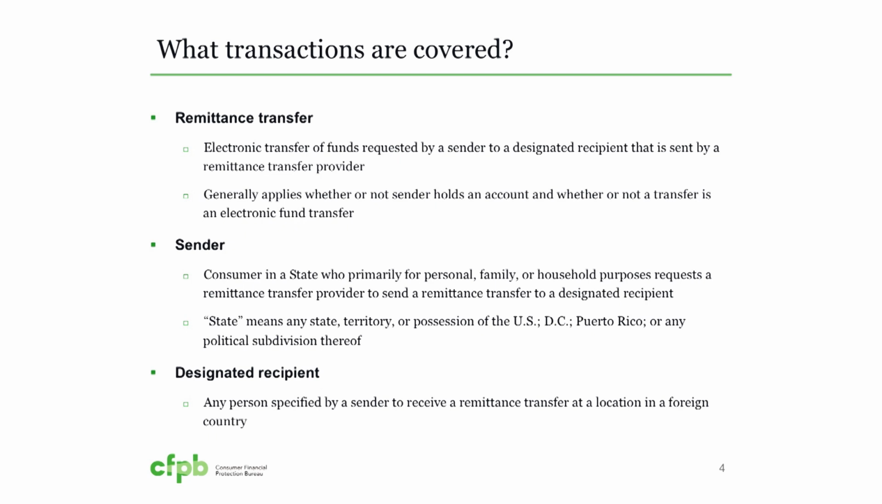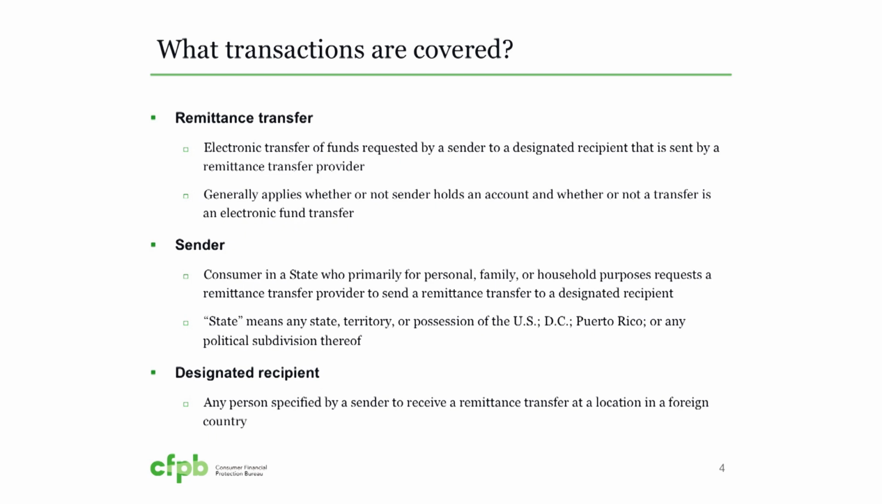We received a question about why transfers to businesses are covered by the rule. This comes from the statute, which defines a designated recipient as, quote, any person. So payments sent abroad for tuition or utilities could be covered by the rule. Commentary provides guidance as to when there is a sender and a designated recipient for purposes of the rule. In particular, we want to note that for account-based transfers, you would look to the location of the account, not the physical location of the consumer requesting the transfer or to the recipient.